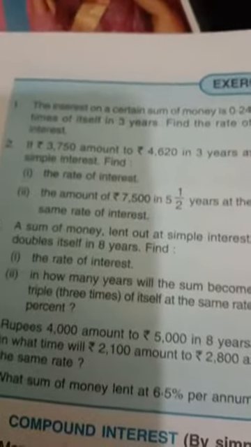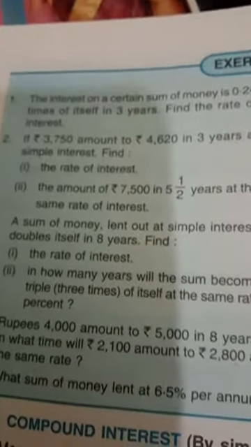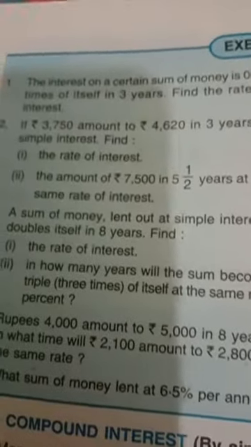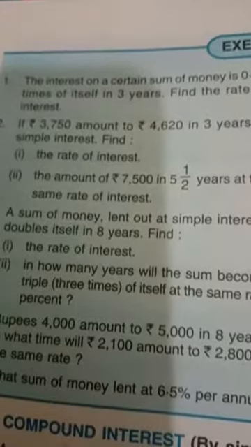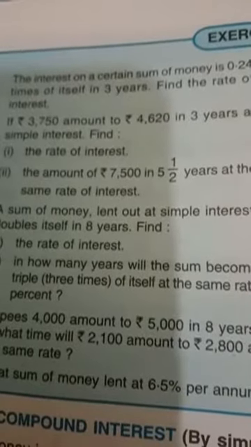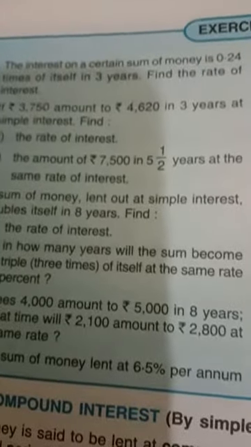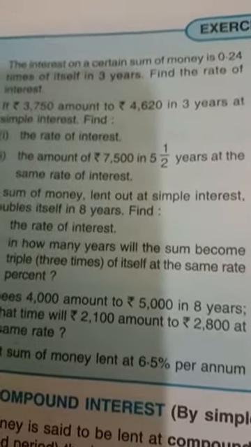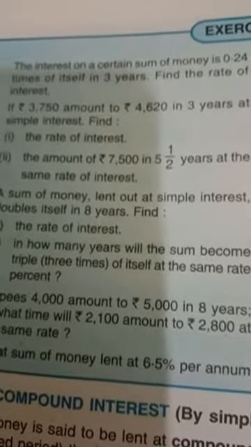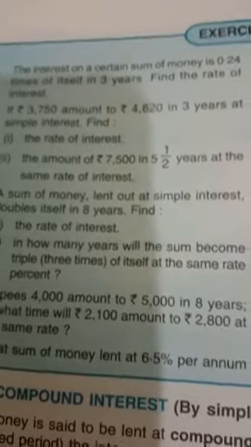So a sum of money, we don't know what the money is, P. Lent out at simple interest, doubles itself in 8 years. After 8 years, the money doubles itself. We don't know what P is, but it doubles after 8 years. Then the rate of interest we want to find. Then in how many years will the sum become triple? That also we want to find. First we want to find the interest. Then how many years will the sum become triple itself at the same rate of interest? So what is the time period to become 3 times the money?